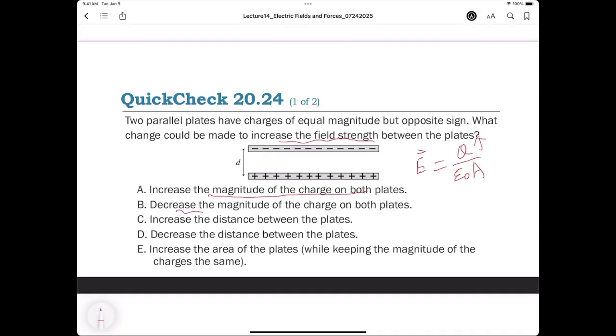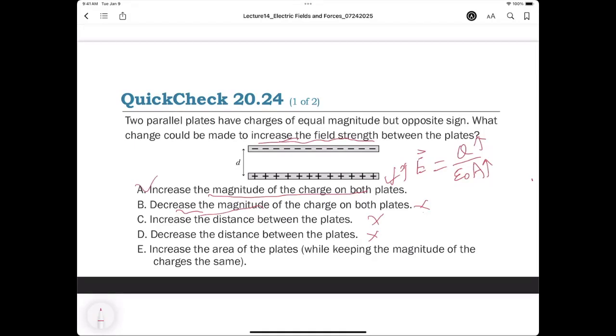Which means it will increase the field strength. The decrease will decrease it, so this one is not right. Increase the distance? Actually, the distance is not related to the electric field, we talked about that, so it is not right. Decrease distance is not right because it's not related. Increase the area of the plate means the electric field will decrease. So if we want to increase, the right answer is A. Does it make sense to you?